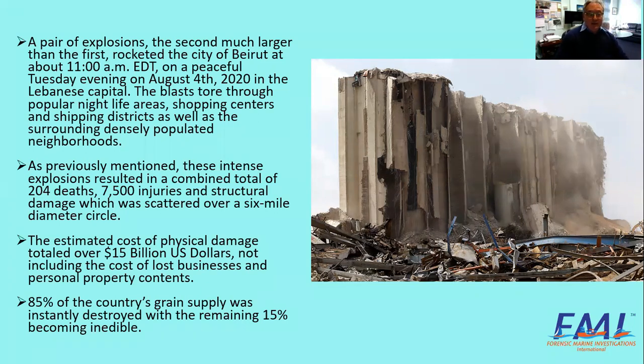Possibly more would have been killed if they had all been at home, say late at night or something of that nature. As I mentioned earlier about the silos having been destroyed, you can see the pictures, and this is the side closest to the blast. So actually 85% of the grain supply was instantly destroyed, as you can read, but the remaining became inedible or unusable. So effectively, all of the grain supply was destroyed in this one single blast.